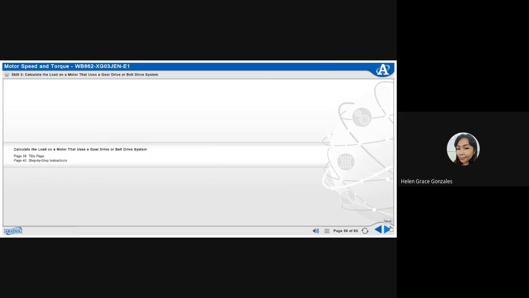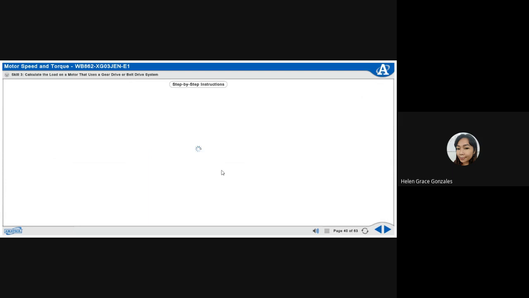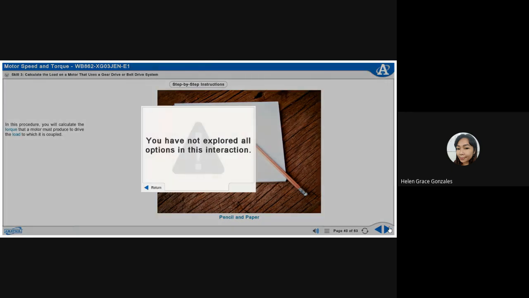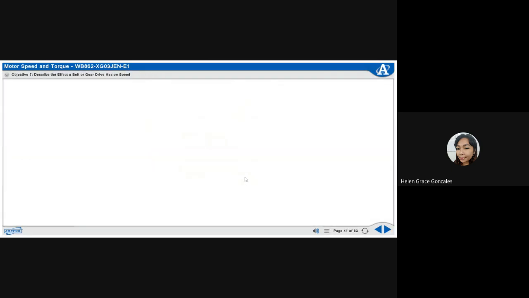Calculate the load on a motor. In this procedure, describe the effect a belt or gear drive has on speed.